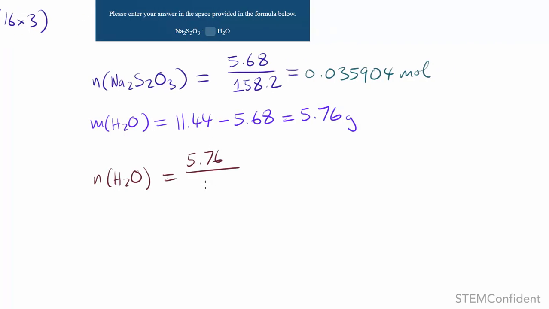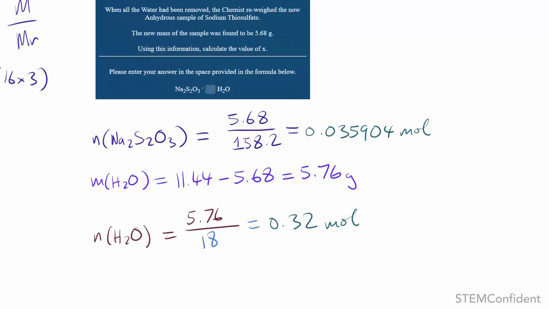So the 5.76 divided by 18, and what's that going to give us? If you work that out, that's going to give you 0.32, and that's going to be in moles. So now we've got the moles for the Na₂S₂O₃, and we've also got the moles for the H2O. Now, what I really want to do is compare these two values, and this is going to help us figure out the answer to that whole question.